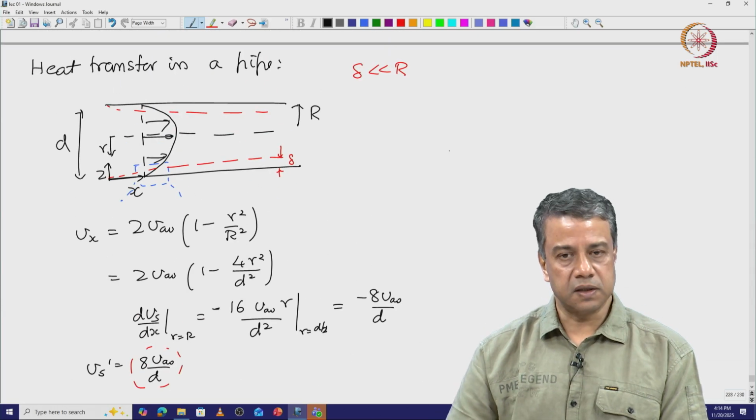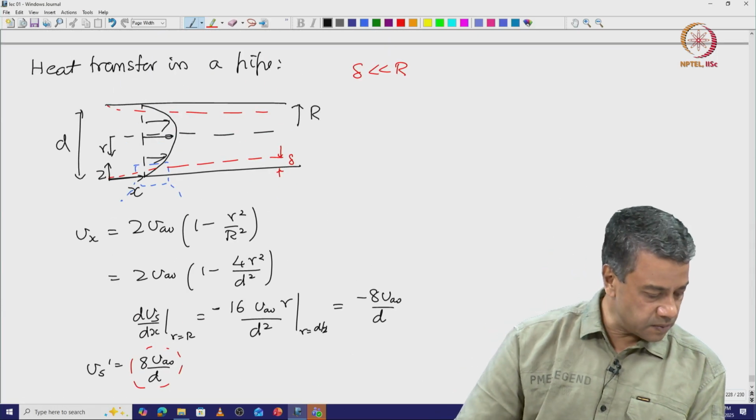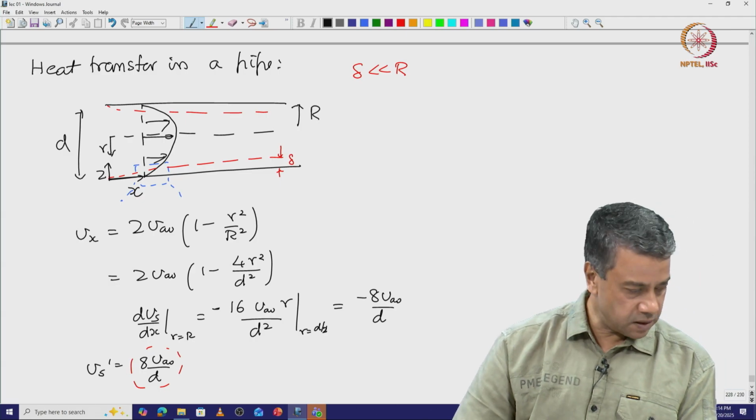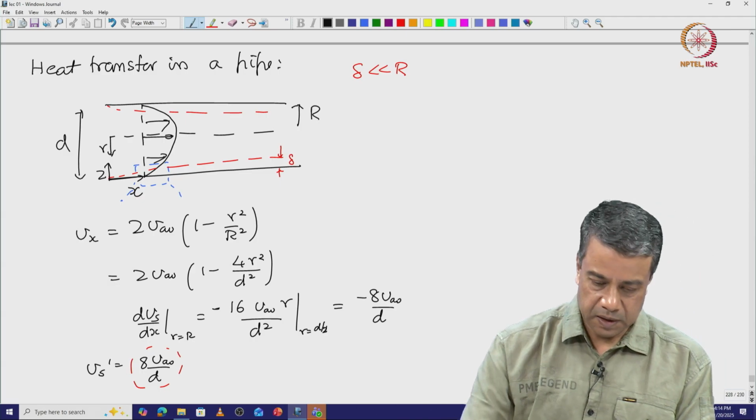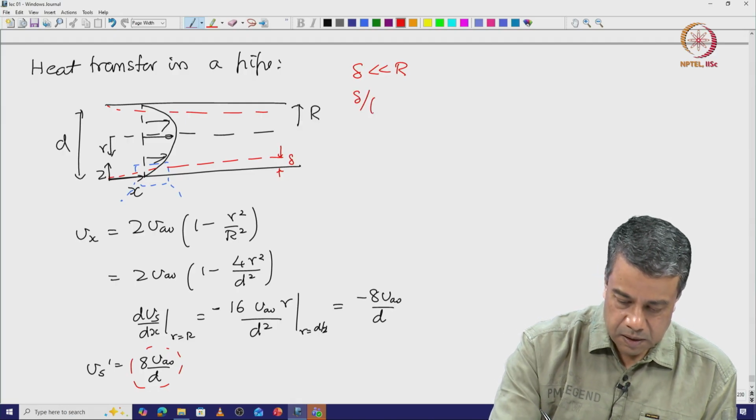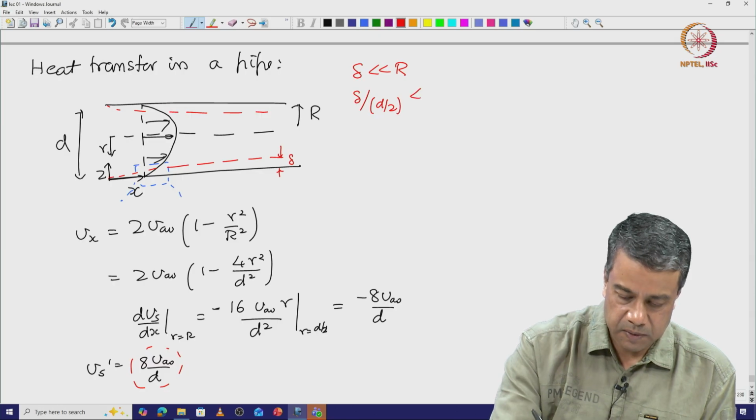The only remaining thing is the condition here. Recall the condition that delta has to be much smaller than r, which means that delta by d by 2 has to be much smaller than 1.